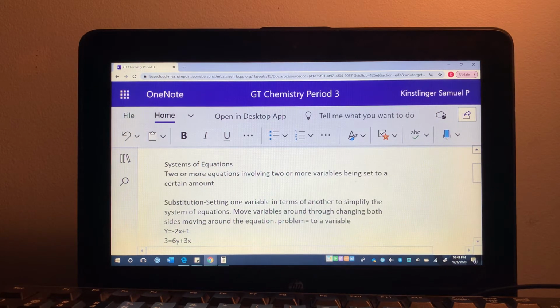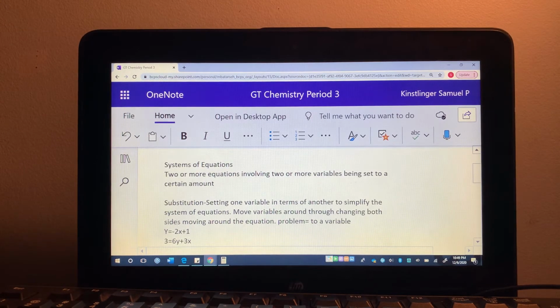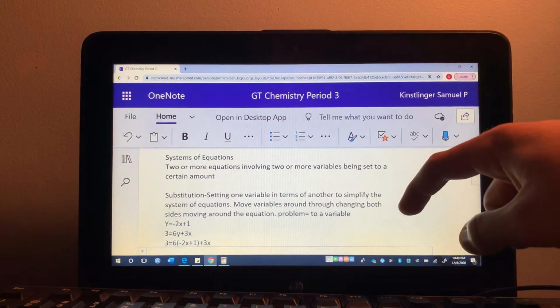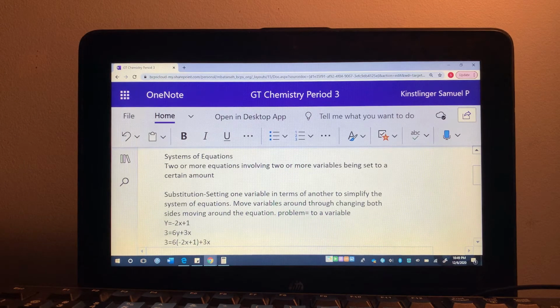So by using substitution, we can find out the x and y variables, which are the x and y coordinates. First, I see that y is equal to negative 2x plus 1, and there's a 6y in the second one. So I'm just going to substitute in negative 2x plus 1 for y. So I'll get 3 equals 6, quantity negative 2x plus 1, plus 3x.